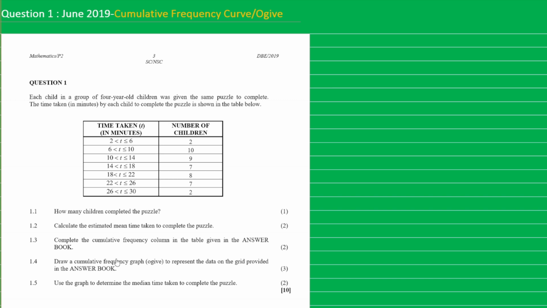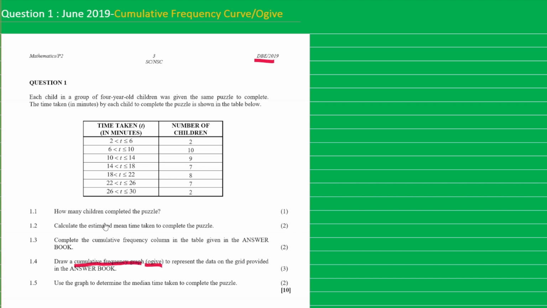In this section, we are going to cover question 1 from DBE 2019, which is based on plotting a cumulative frequency curve, or cumulative frequency graph. I'm mostly going to focus on how we draw a cumulative frequency graph, or cumulative frequency curve, or some call it a cumulative frequency plot, or an Ogive. That's another term for it.